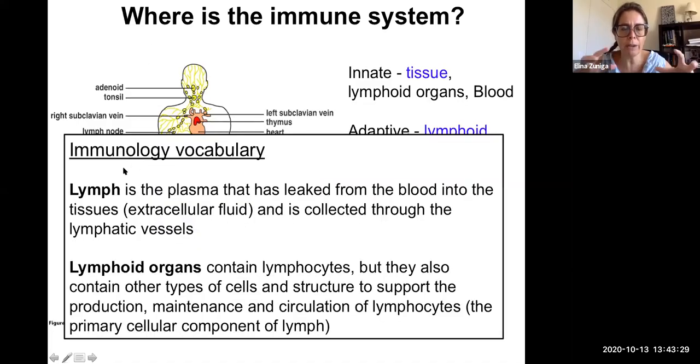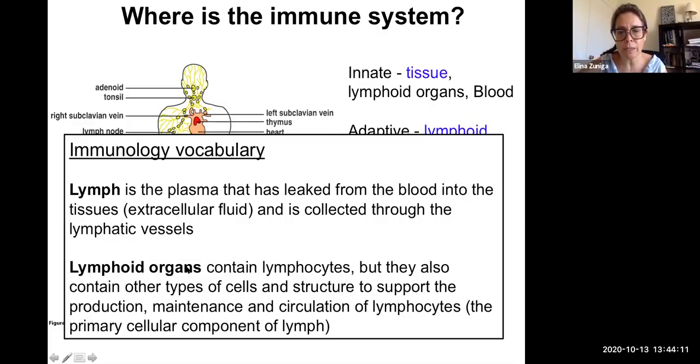And just to be clear on what is the lymph, it is the plasma that has leaked from the blood into the tissues, and so is now invading these tissues, and is the extracellular fluid, and is collected through the lymphatic vessels. And so all the lymphatic vessels will have valves that promote the lymph to go away from the tissues. And so when doing that, it's also collecting antigens that are present in the tissues that will be carried in the lymph, okay?